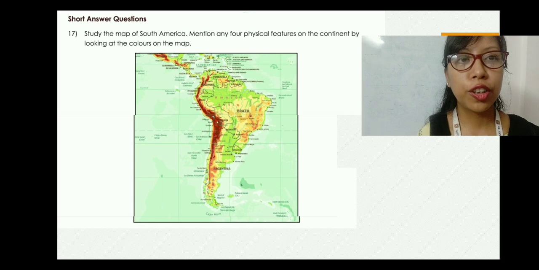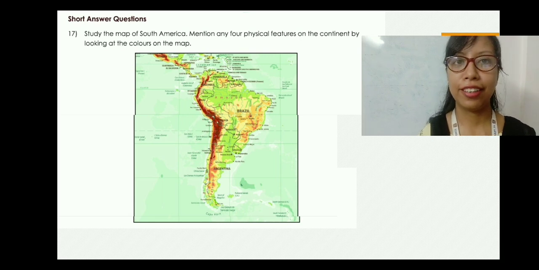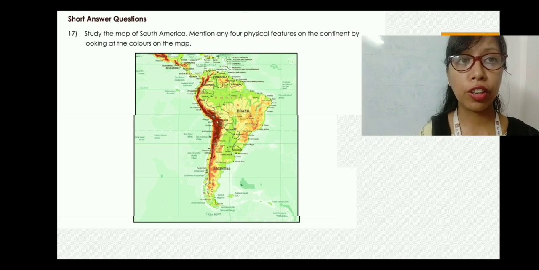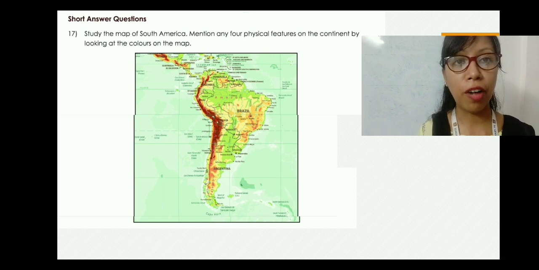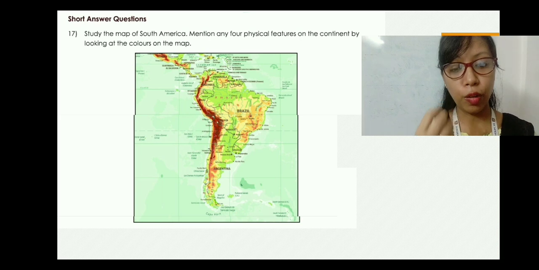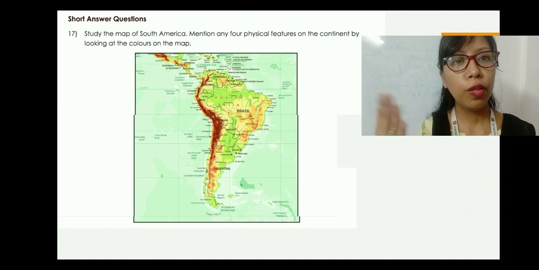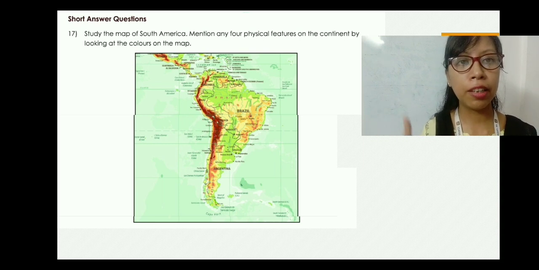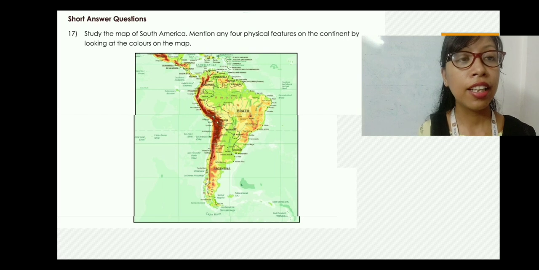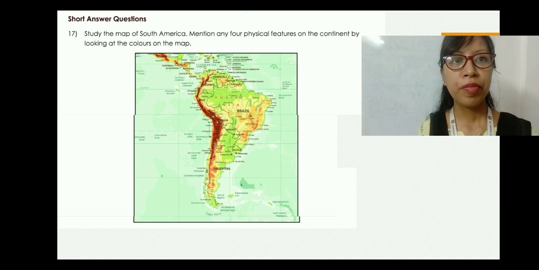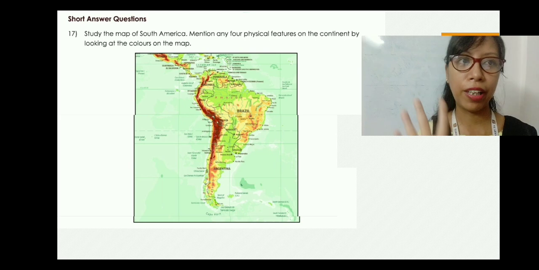Now, let's move towards question number 17. Study the map of South America. Mention any 4 physical features on the continent by looking at the colors of the map. We have already talked about how to locate the physical features on a map using different colors, right? In this map, we see the brown color for hills, green color for plains, yellow color for plateaus, and blue color for water, okay? Any 4 is asked, so you can write any 4.